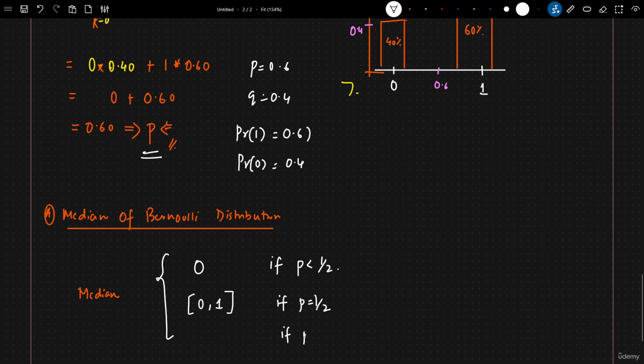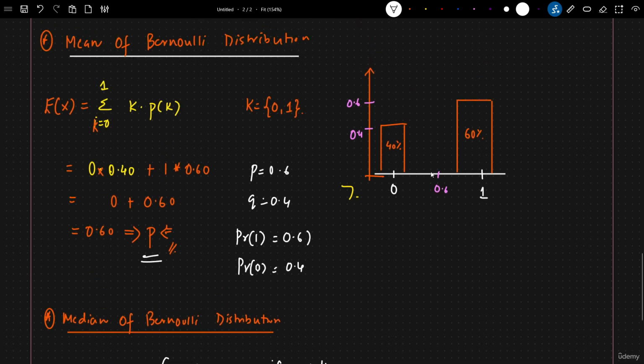Similarly, if my p value is greater than half, then I will get the median value as 1. So in short, if my p value is greater than 0.5, I am moving towards the probability of 1, so I get the output as 1. If it is less than this, I go towards 0. And if my p value is exactly 0.5, then I depend on both of them to show the output.